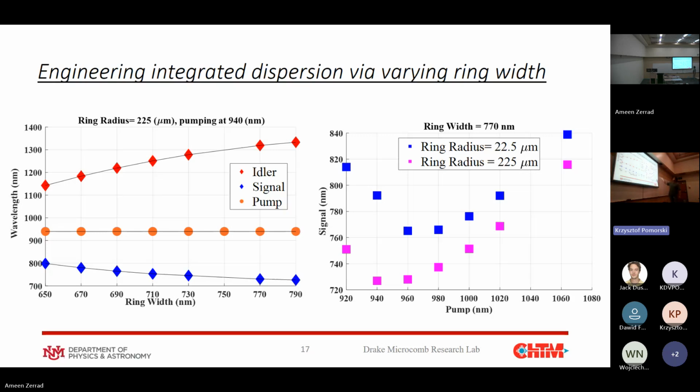We can also change the ring radii. So here, what I'm showing you is a fixed ring width. I'm showing you two different ring radii, essentially the signal photon frequency of the different ring radii as a function of pump wavelength. In the blue is your ring radius of 22.5 microns, and in your magenta is a ring radius of 225 microns. And we're changing the pump wavelength. You might be asking yourself, Ameen, you told me I can only adjust the dispersion through geometry and choice of material. So what are you doing? I'm changing the pump wavelength to adjust the dispersion.